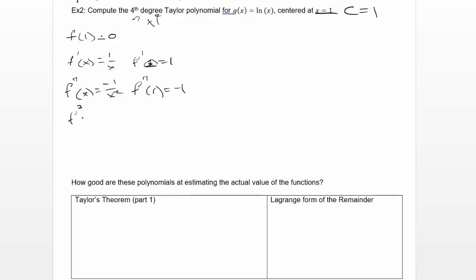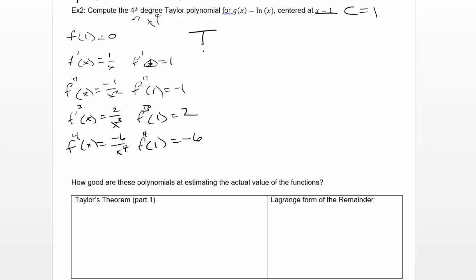The third derivative is the derivative of this, so negative 1 times x to the minus 2, bring the minus 2 down and lower the exponent to minus 3. Minus 1 times minus 2 is positive 2 over x to the third. So the third derivative at 1 is 2 over 1, which is 2. And finally, the fourth derivative. Same game, bring the minus 3 down. Minus 3 times 2 is minus 6. So the fourth derivative at 1 is minus 6 over 1, which is minus 6.